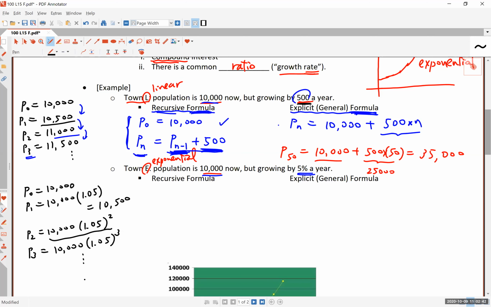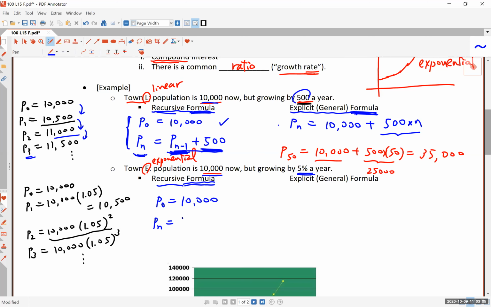This gives you both the recursive and explicit formula. Let's go ahead and write this down. And of course, I will give you opportunities to practice this by way of homework. All right, so the initial value, as before, is 10,000. And then how do you get the nth year population, the population after n years?